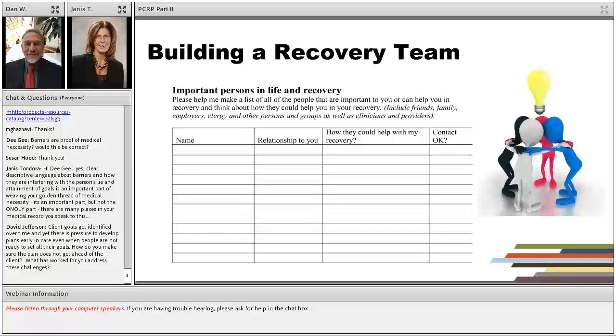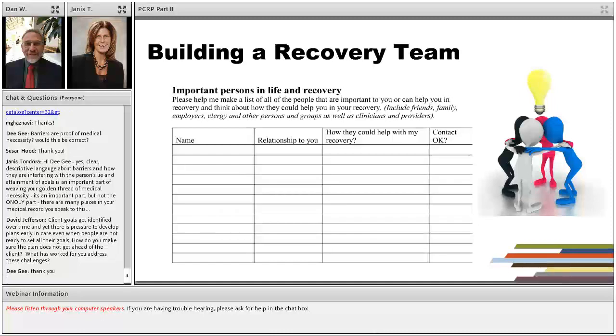All right, what else do we have here? So client goals get identified over time, and yet there is pressure to develop plans early in care, even when people are not ready to set one of their goals. So how do you make sure the plan does not get ahead of the client? And what's worked for that?